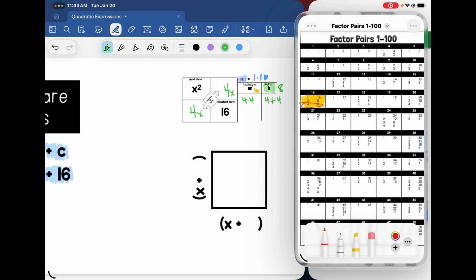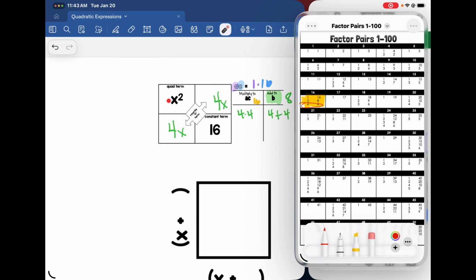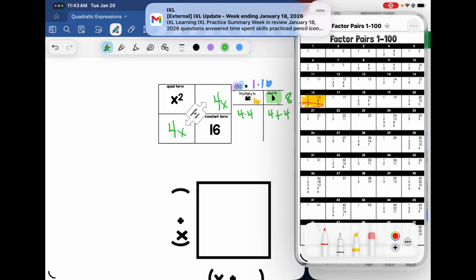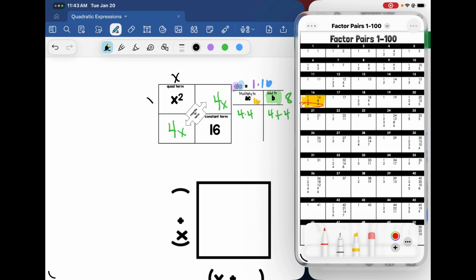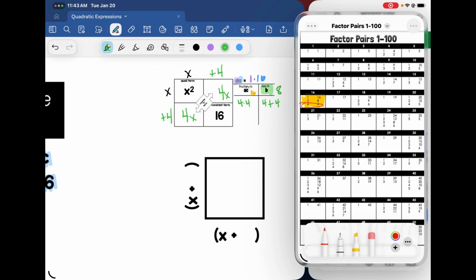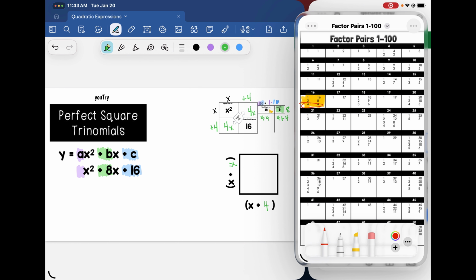How can we find our two side lengths, aka our two binomials? What will go on the outside of this box that will multiply to x squared? Hopefully you said x and x. All right, what can I multiply by x that will give me 4x? Hopefully you said a positive 4. What do you think is going to go outside of this box? That's right, a positive 4. So we have our two factors, x plus 4 and x plus 4, which makes it a perfect square trinomial because they are the same. And if I multiply them back up, I will indeed get this.